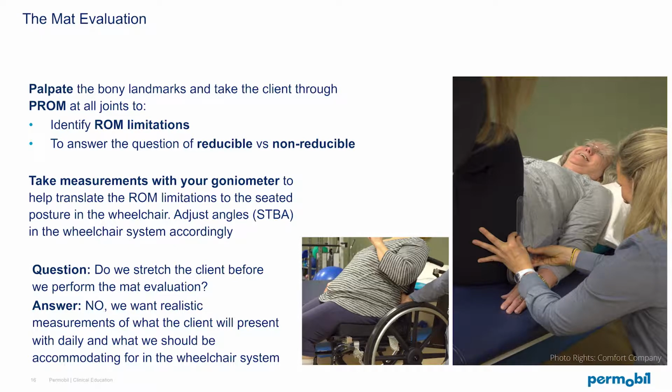Okay, and I have found that this is non-reducible. I can't bring her closer to 90 degrees. She is stuck at 75 degrees of extension. Then that translates to me having to open the seat to back angle of my wheelchair to 105 degrees to accommodate for that lack of range of motion at her hips.